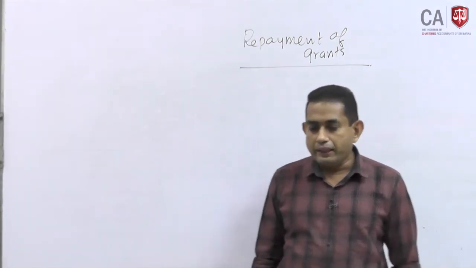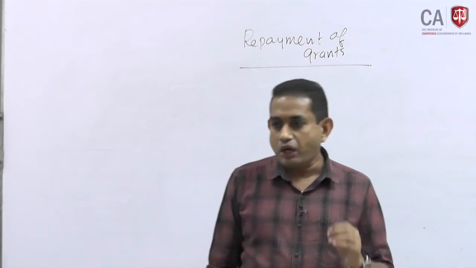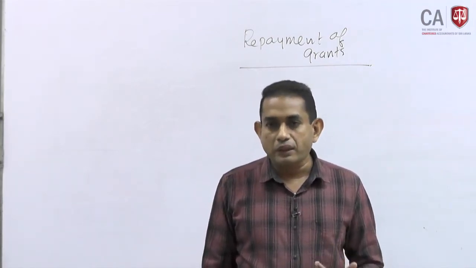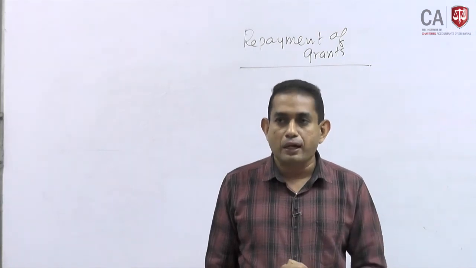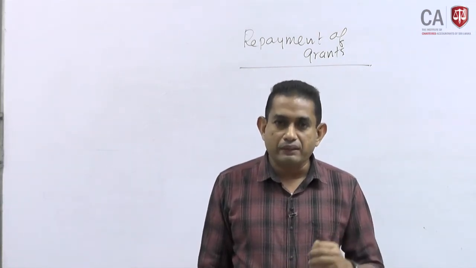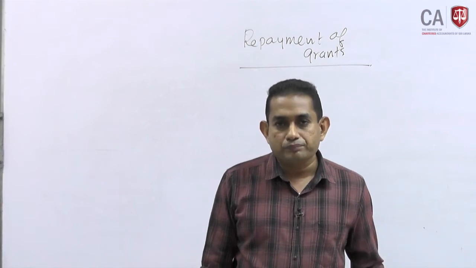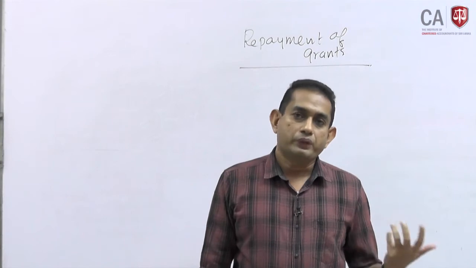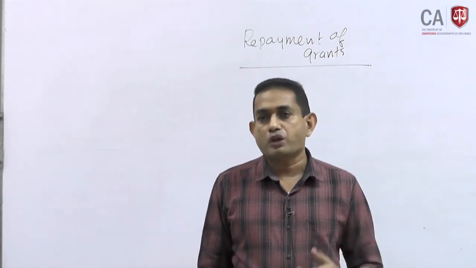So let me explain with a small illustration. The accounting for this depends on what method you have adopted to recognize the grant, especially the asset related grant, whether it was a capital approach or a revenue approach, under which whether it was the deferred revenue method or the cost reduction method.